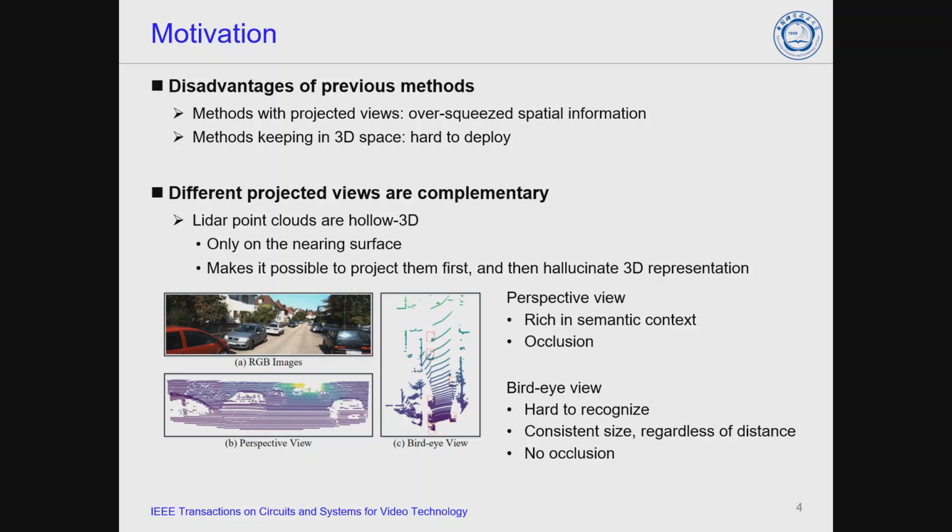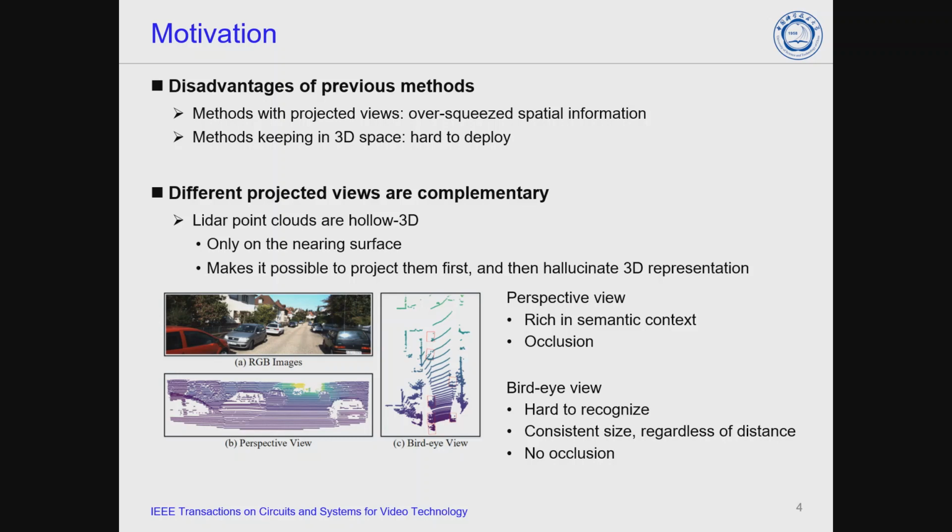The projected points are densely distributed in the perspective view, which looks similar to the RGB image in figure A. Obviously, the features from the perspective view are rich in semantic context. However, the objects are heavily occluded by each other, making it difficult to localize them.